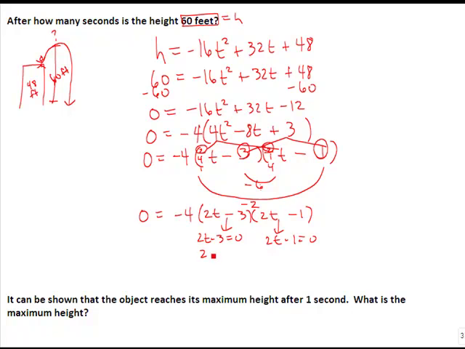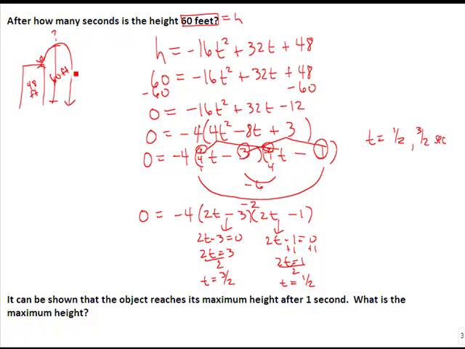And if I add 3 and divide by 2, I'll get 3/2. If I add 1 and divide by 2, I'll get 1/2. So I get two answers. T equals 1/2 and 3/2. And remember what we were solving for here. These were times. So these are in seconds. And does it make sense in the problem that we're getting two solutions? You want to consider that.